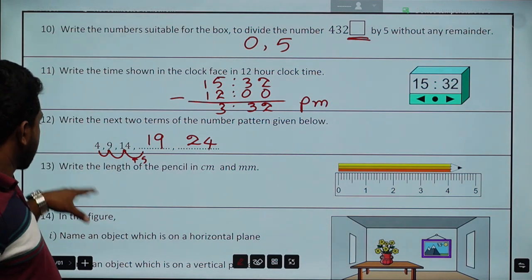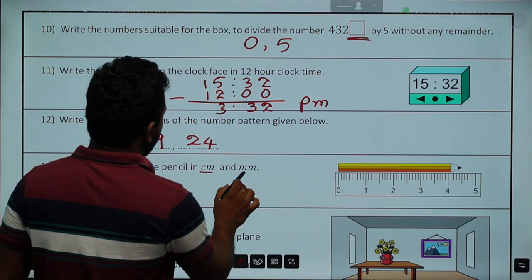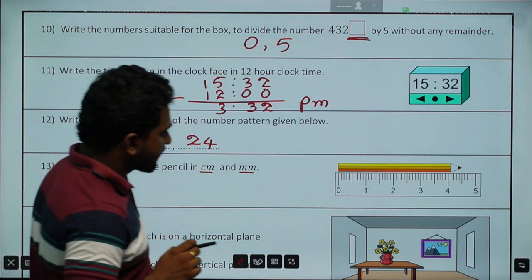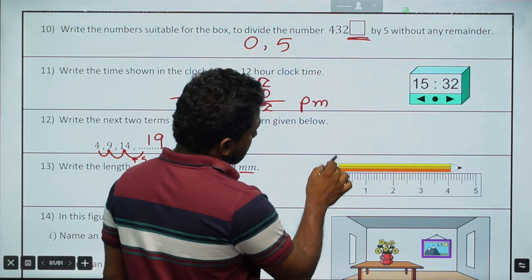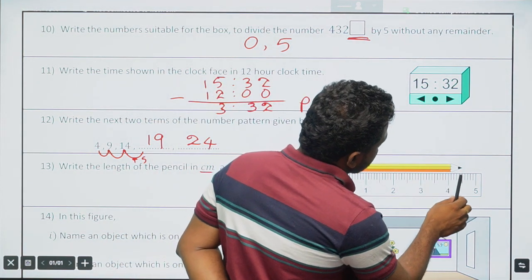Okay, 13th one. Write the length of the pencil in centimeters and millimeters. Can you see that? That start from 0. That's correct. Then 4 centimeters, no?